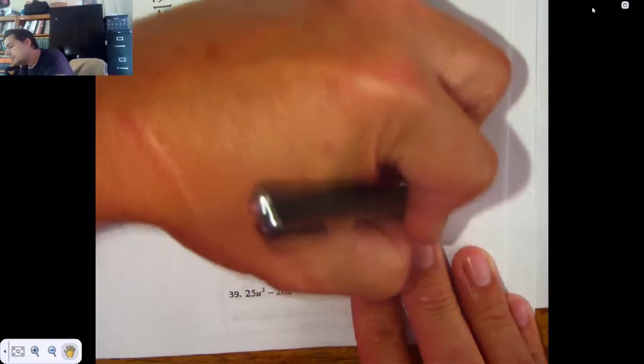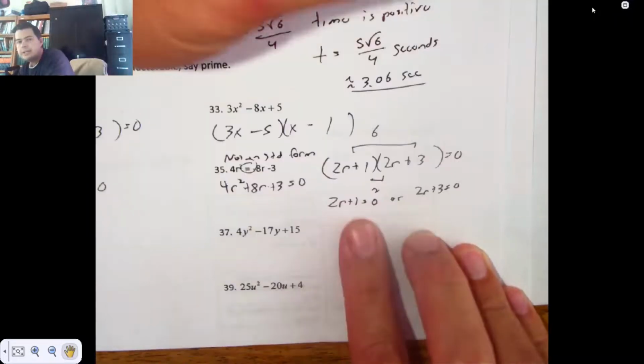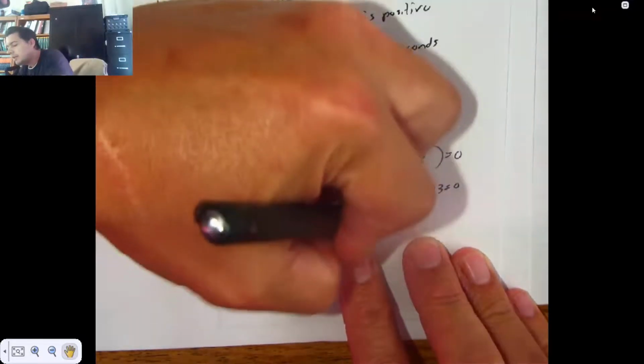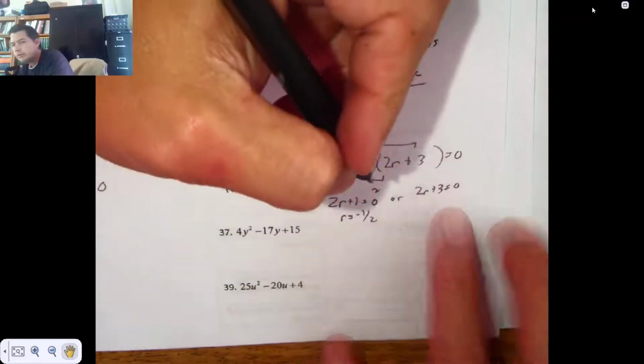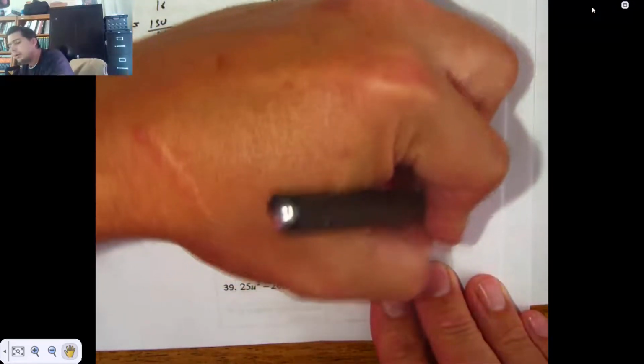Or 2r plus 3 is 0. If I take away 1 and divide by 2, r is negative 1/2. If I take away 3 and divide by 2, r is negative 3/2.